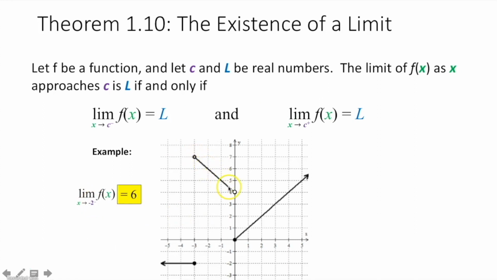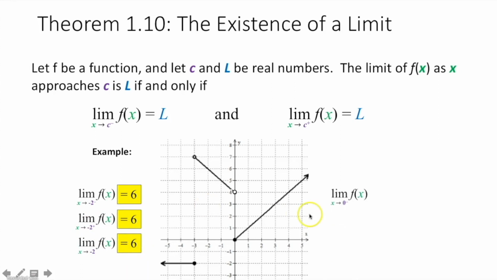The limit as x approaches -2 from the right equals 6. Therefore, the limit as x approaches -2 equals 6, because the limit from the left and the limit from the right as x approaches -2 equal the same thing. Therefore, your limit as x approaches -2 of f of x equals 6.